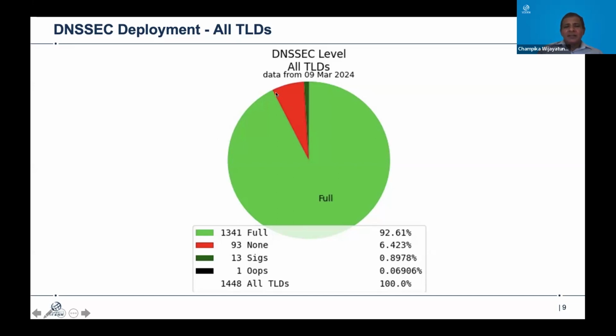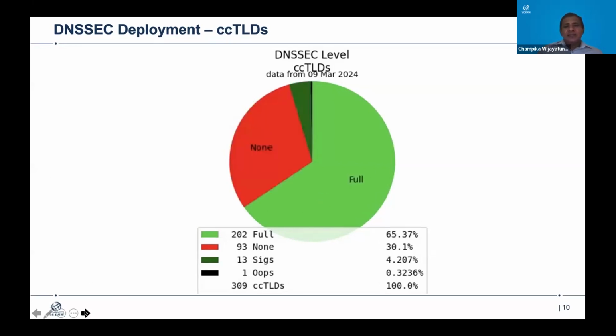That's why there is a certain red part here, okay? So around 6% or so have not yet deployed DNSSEC, okay? But they are working on it, and we see improvements with time. We see these figures are improving, and we hope to see further improvements in these percentages. Okay, so that's the situation with top level domains.